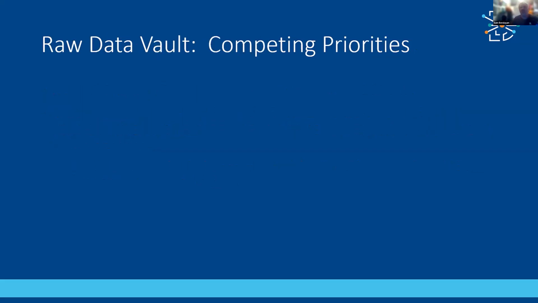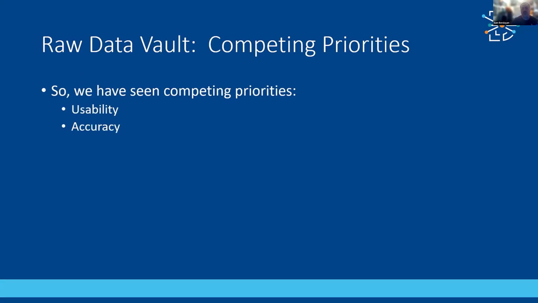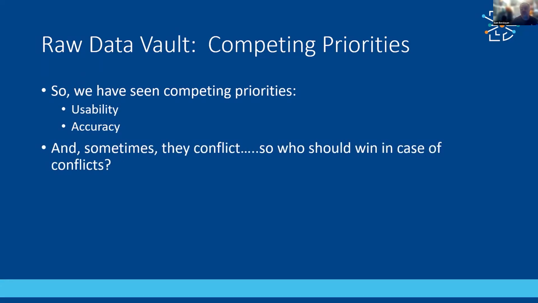Now we're going to switch into, I guess, the last big section of the presentation, and it's what happens when we've got usability and accuracy, but what happens when they conflict?